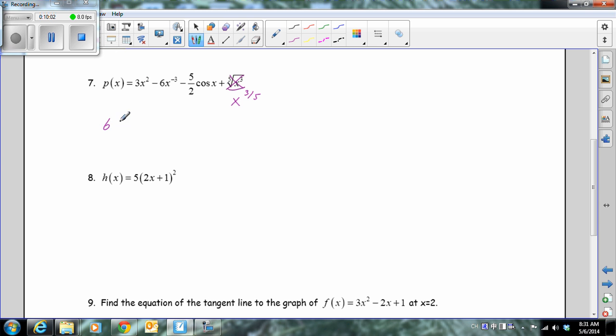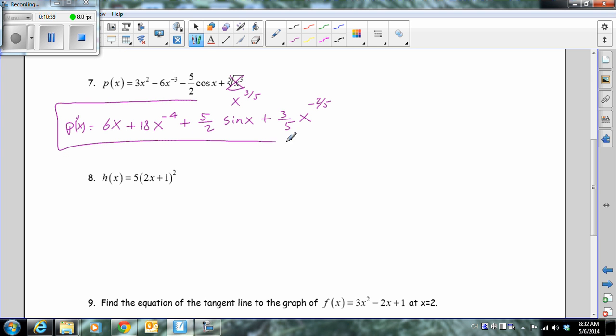The 2 moves to the front, giving me 6x. Of course, I'm looking for p prime of x. That'll be 6x. Instead of minus, the negative 3 will multiply with the negative 6 to give me a positive 18 x to the power of negative 4 plus 5 over 2. Well, the derivative of cosine of x is negative sine of x, so it stays plus, and that'll be sine of x. And it will be plus 3 over 5 x to the power of 3 over 5 minus 1, which is negative 2/5. And that'll be your p prime of x.